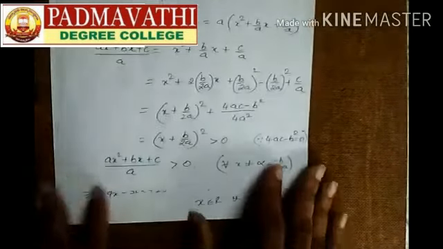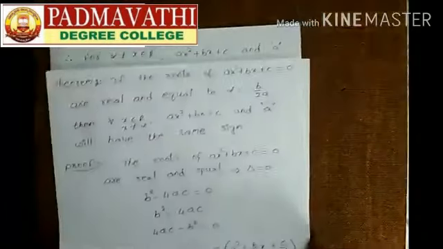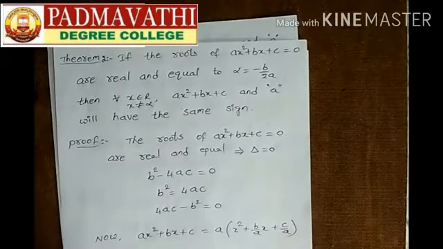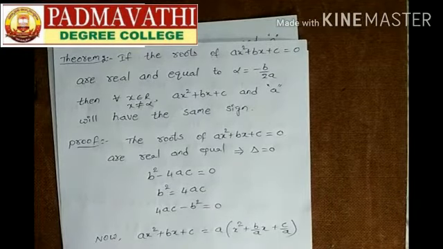So we can write this statement now. The statement is again: if the roots of ax square plus bx plus c equal to 0 are real and equal, alpha equal to minus b by 2a, then for x belongs to R not equal to alpha, ax square plus bx plus c and a will have the same sign. So in the first case and second case, theorem 1 and theorem 2, in both the cases ax square plus bx plus c and a are having the same sign.